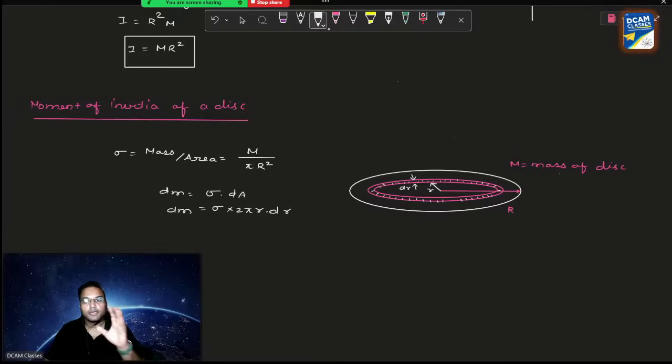Now the total moment of inertia, I, is the integration of dI, which is r square dm. For this, you have to integrate r from 0 to capital R. Everything I have given, now try to integrate it and find the total result.